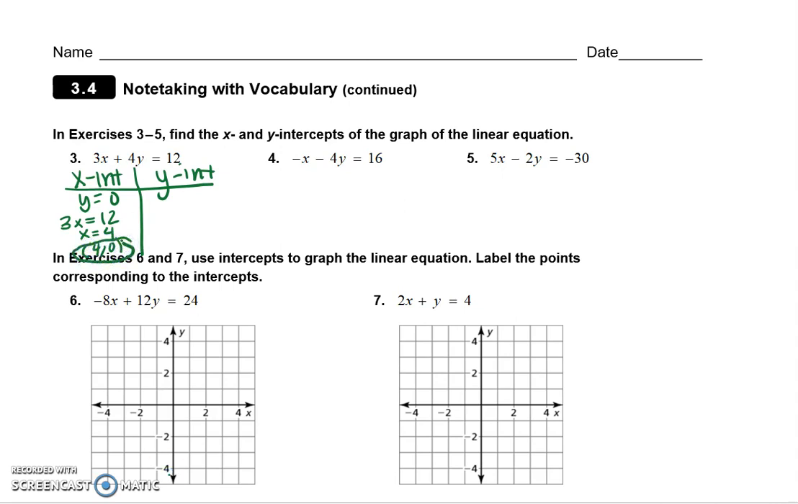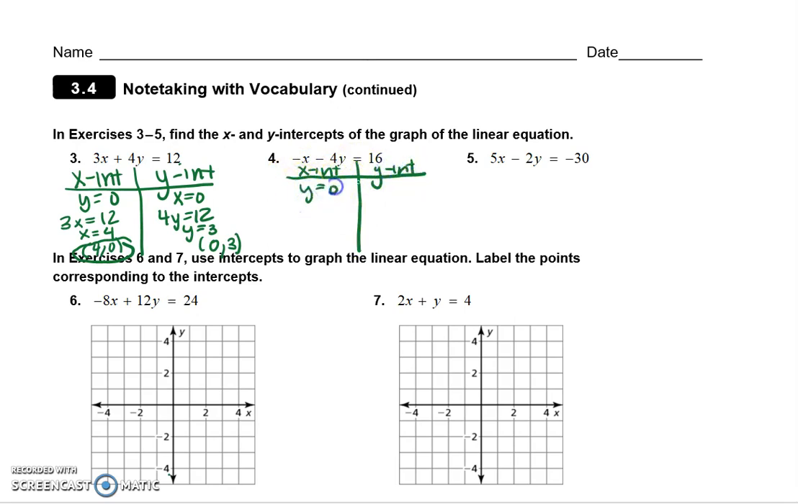X equals 4 is not an intercept. You need to have it as a point. So your y-intercept, you're going to set x equal to 0, which means you're left with 4y is 12, y is 3. So your y-intercept is 0, 3. For number 4, you've got to be careful on your signs. So we've got the x-intercept and the y-intercept.